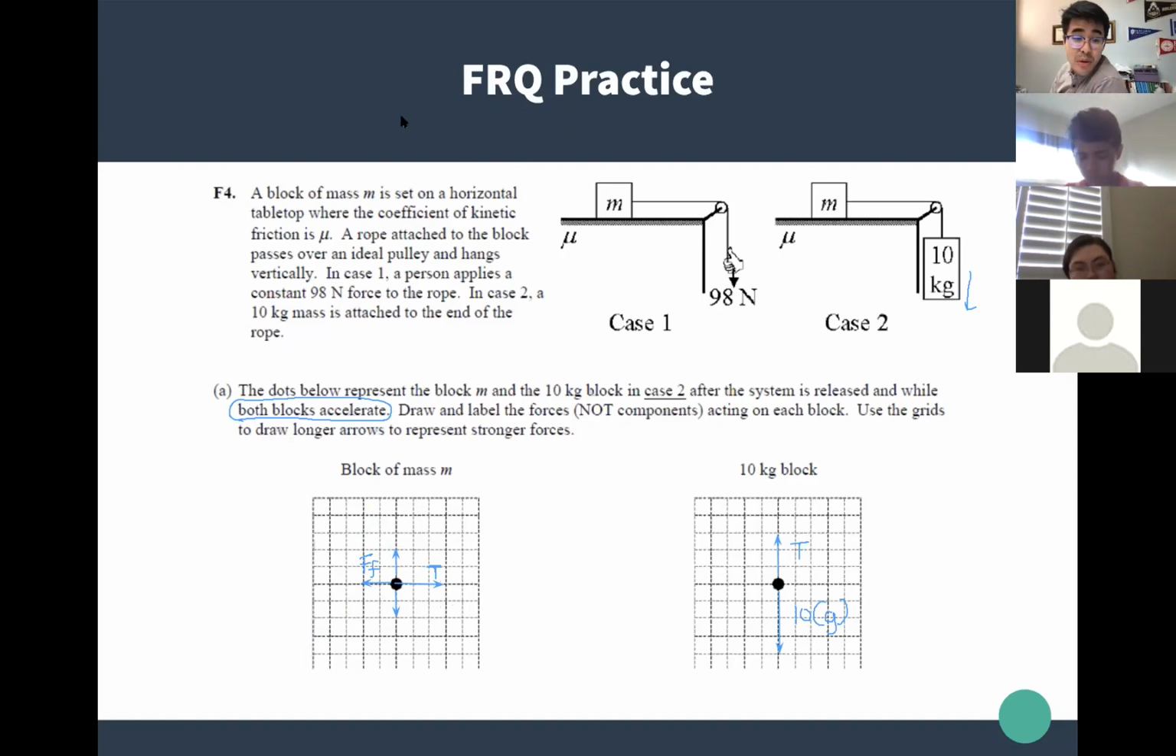So this is where it's important to know the length of everything. You don't need to know the exact length. You just need to know how they relate to each other. Cool.